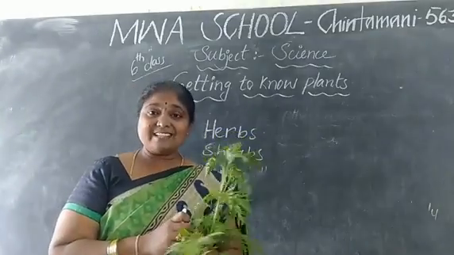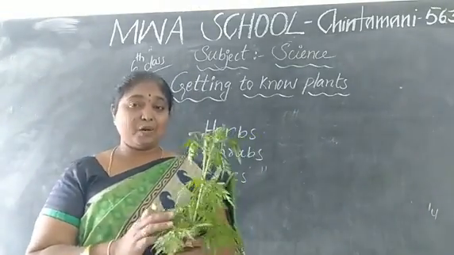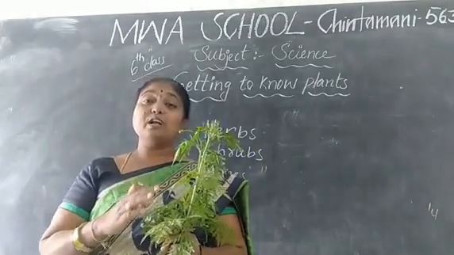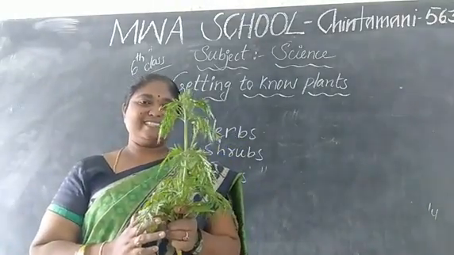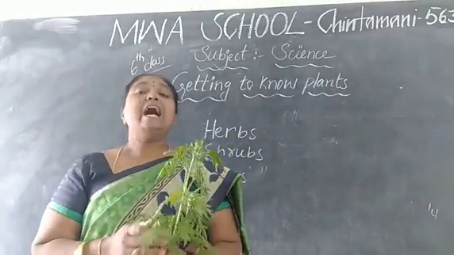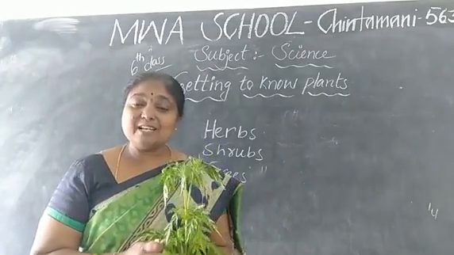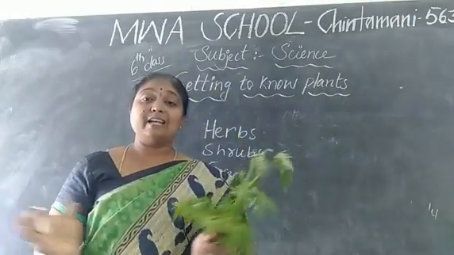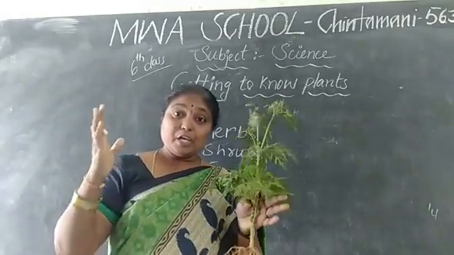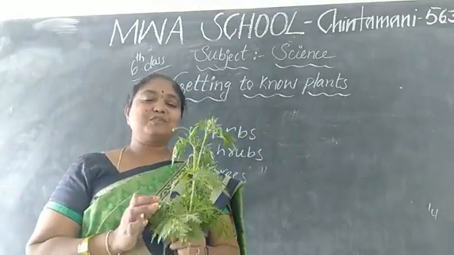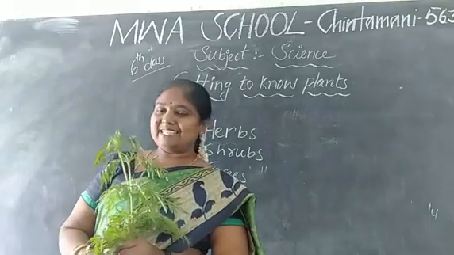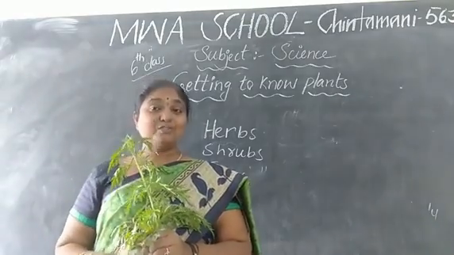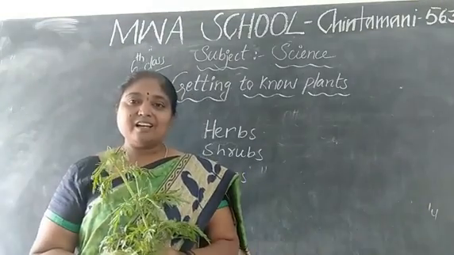Have you seen the grass? It will be under the ground. So, it also comes under the herbs. Herbs are very small plants. Than this, rose plant, hibiscus plant, these all come under the shrubs. Then trees are very big and their trunk will be very huge. Examples: neem tree, tamarind tree, mango tree.